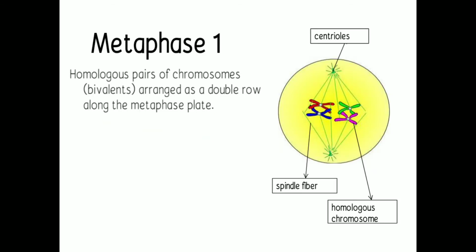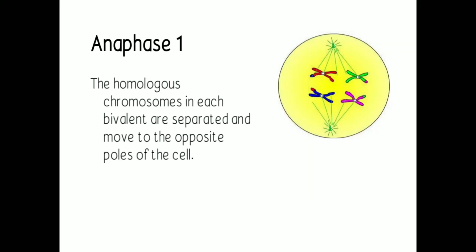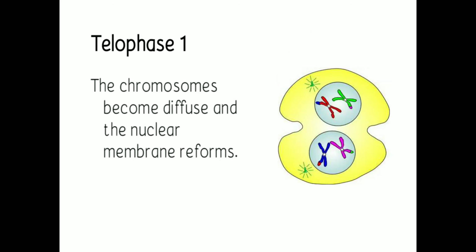During metaphase 1, the homologous pairs of chromosomes, or what we call the bivalents, arrange as a double row along the metaphase plate. In addition, the two pairs of centrioles align to the opposite poles of the cell. During anaphase 1, the homologous chromosomes in each bivalent are separated and are ready to move to the opposite poles. And for the last phase of meiosis 1, we have the telophase.